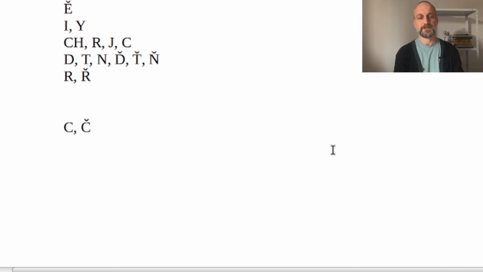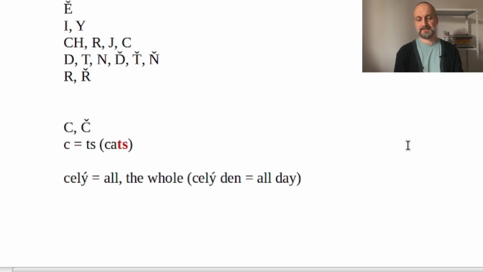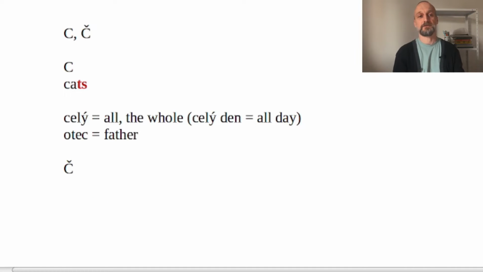C, č. We already said that c is pronounced like the s in the English word cats. In Czech words, you can see it, for example, in celý, which means all or the whole, like celý den, that is all day, or in the word otec, which means father. If we add the hook to c, we get č, and it's pronounced the same as in the English word catch. In Czech words, you can see it, for example, in the word čaj, which means tea, or kočka, that's a cat.